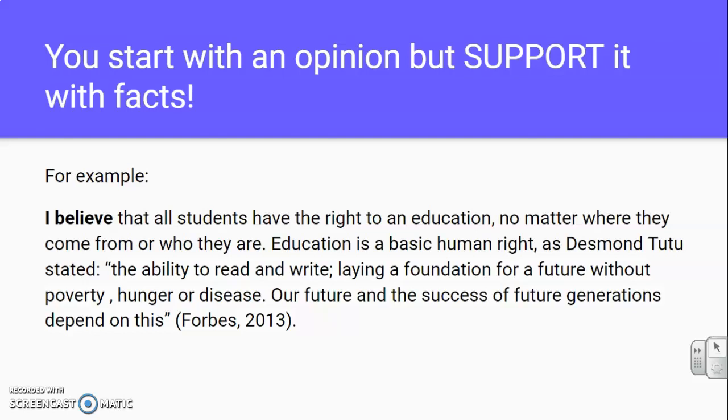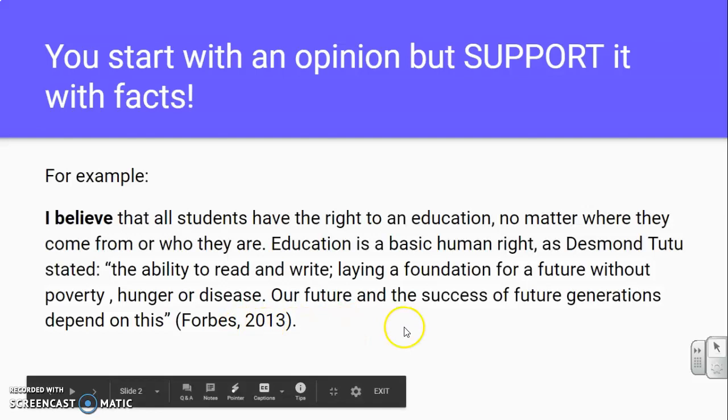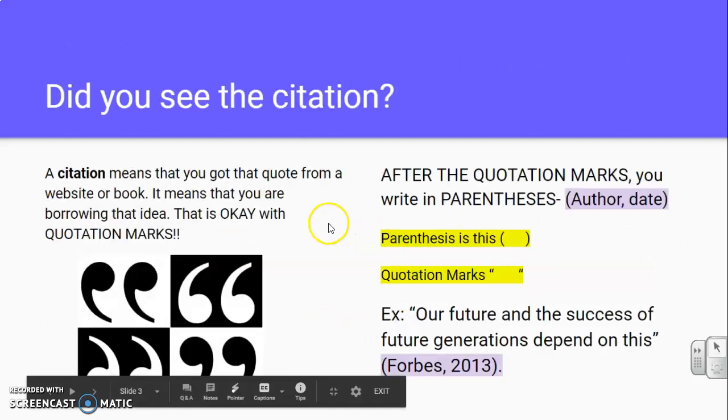So, I mean, what better argument is there than this, right? So if everybody has an education, then the future will be free from poor people, from hunger, and from disease, because those people will be able to create societies and cultures that support other people and that can succeed. So this is an example of an opinion, an I believe statement that I supported with a fact. Okay? So let's go ahead and take notice of something.